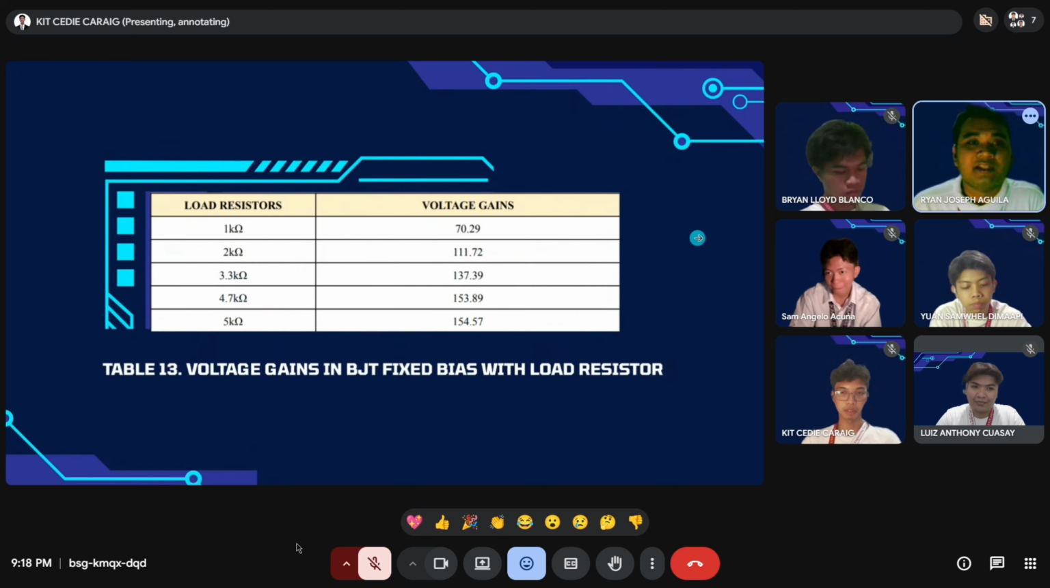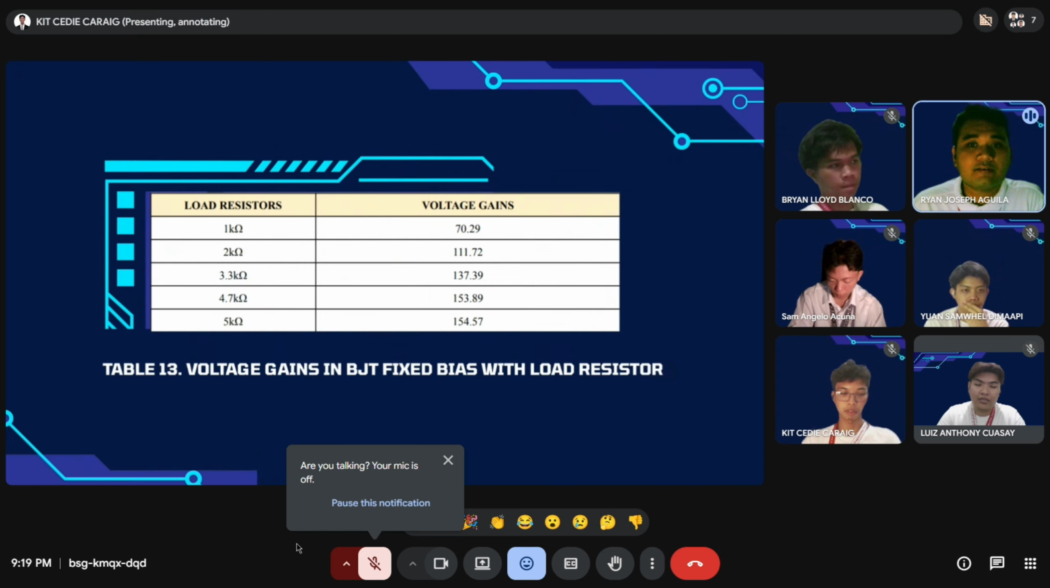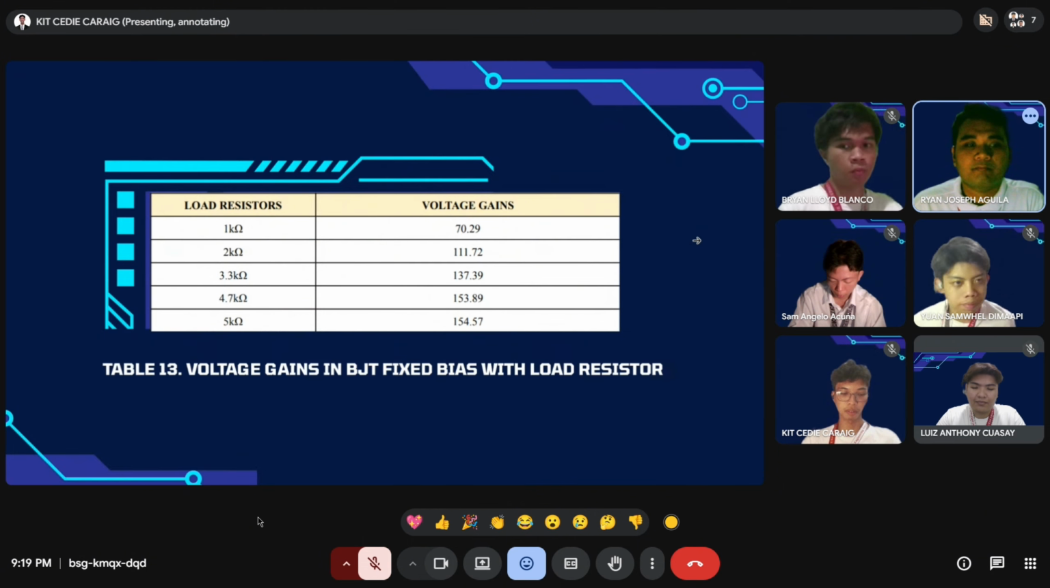And in summary, table 13 consolidates all results, and the voltage gains are 70.29 at 1 kilo ohm, 111.72 at 2.2 kilo ohms, 137.39 at 3.3 kilo ohms, 153.89 at 4.7 kilo ohms, and 154.57 at 5 kilo ohms. And the trend is clear and consistent. As load resistance increases, voltage gain also increases. A larger load resistor allows a greater voltage swing at the output for a given transistor current, resulting in higher gain. And the gain of the amplifier is directly and positively influenced by the value of the collector load resistor. Next slide, please.